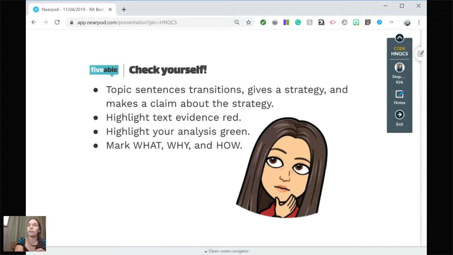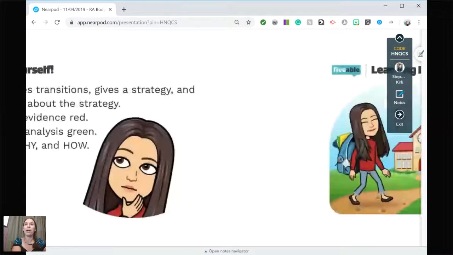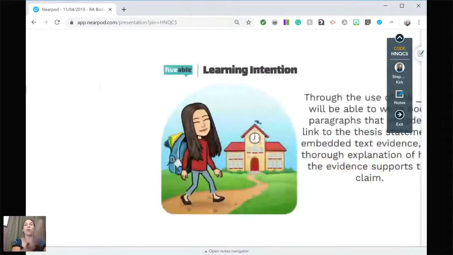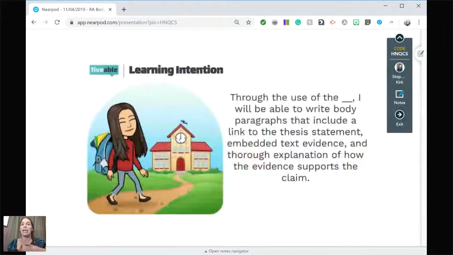Yeah, you know it. That's where I'm at. Well, guess what, guys? We have done it. We have talked about body paragraphs, and we've talked about that link to the thesis statement, embedding your text evidence effectively, and providing explanation of that evidence and how it supports the claim. So, through the use of blank, I will be able to write a body paragraph that includes a link to the thesis statement, embedded text evidence, and a thorough explanation of how the evidence supports the claim.